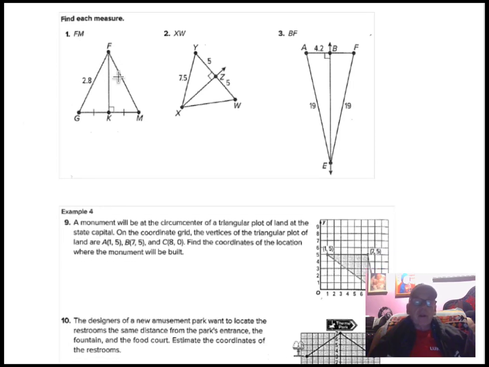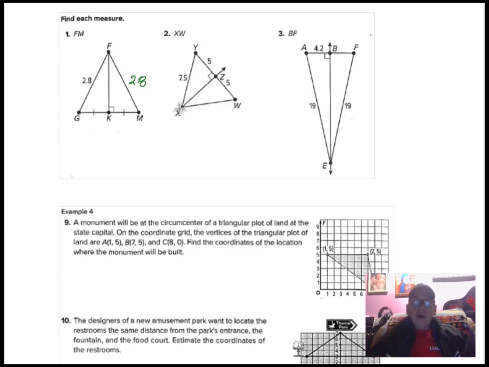So here they wanted to find the distance FM. This is a perpendicular bisector, FK, and point F is equidistant from the two endpoints since it's on the perpendicular bisector. We can see it's a bisector and it's perpendicular. So this other side must also be 2.8, which is the FM they're looking for.